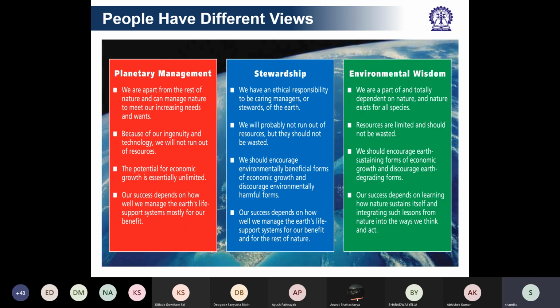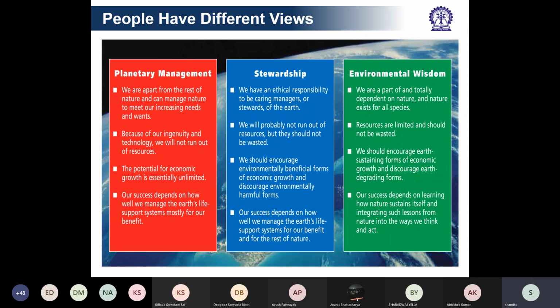Another human-centered worldview is the stewardship worldview. The stewardship worldview assumes that we have an ethical responsibility to be caring and responsible managers, or stewards, of the earth. According to this view, as we use the earth's natural capital, we are just borrowing from the earth and from future generations. Therefore, we have an ethical responsibility to pay this debt by leaving the earth in at least as good a condition as what we now enjoy.